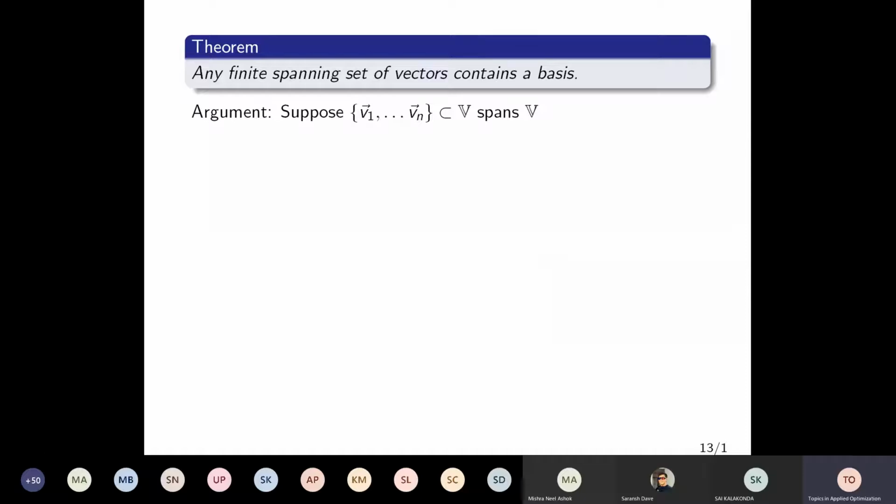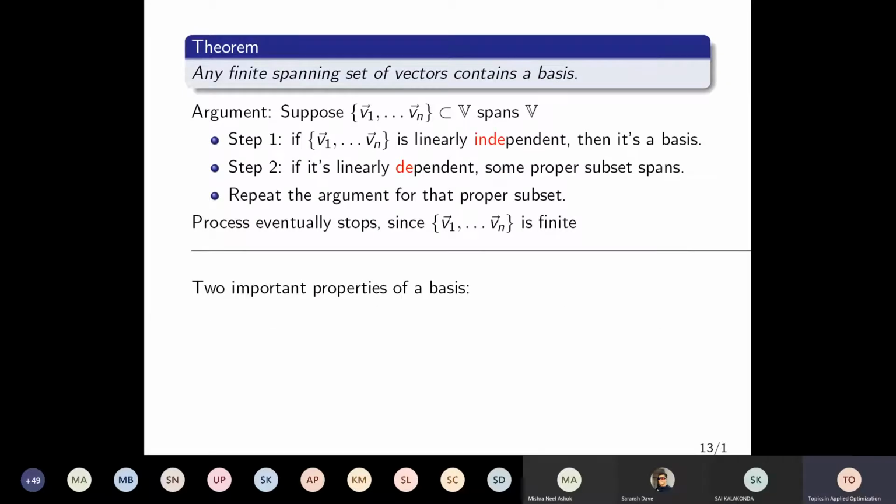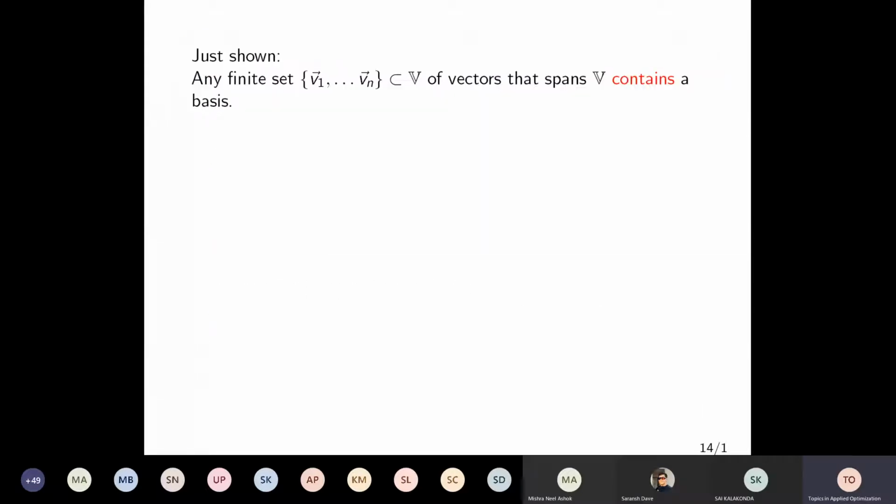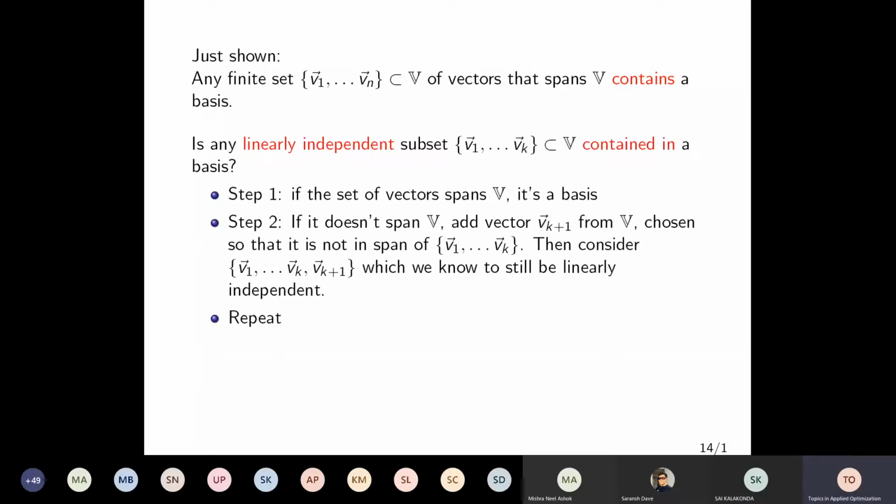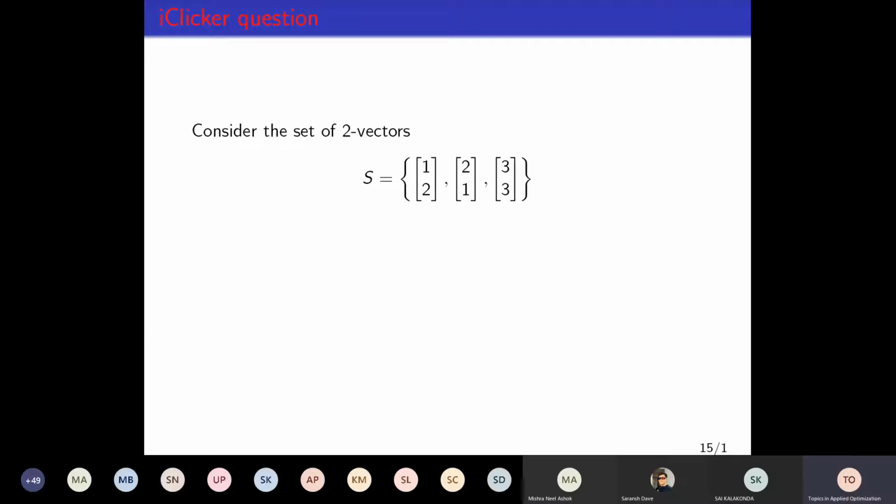Any finite spanning set of vectors contains a basis. So that's also intuitively clear, right? Any finite spanning set of vectors will contain a basis because I can keep removing the dependent vectors and ultimately I will be left with all linearly independent ones. Okay, so these arguments are fine. These are just corollaries. And this is a question here.